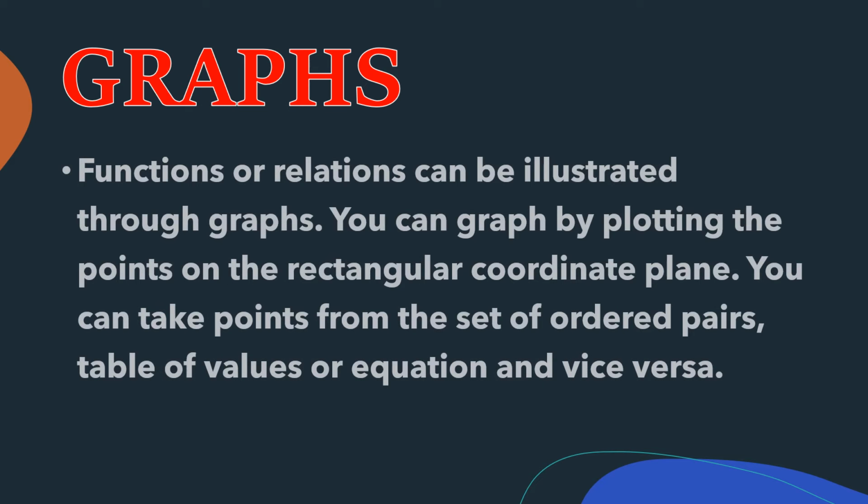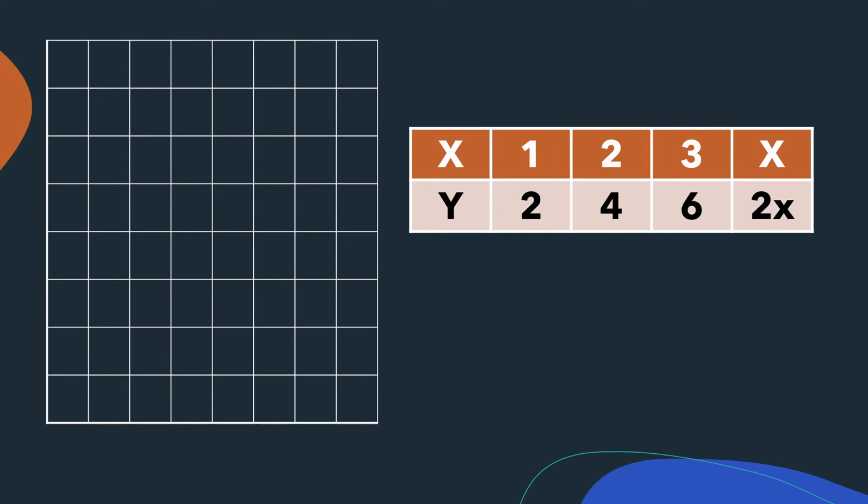Next one is through graphs. Functions or relations can be illustrated through graphs. You can graph by plotting the points on the rectangular coordinate plane. You can take points from the set of ordered pairs, table of values, or equation, and vice versa. In this example, we have a table wherein x equals 1, 2, and 3, and y equals 2, 4, and 6.